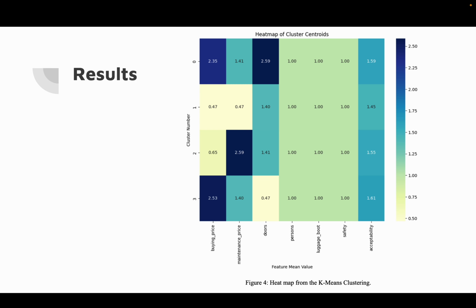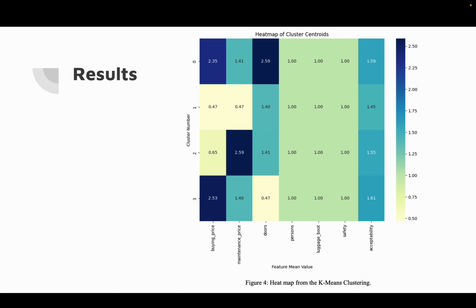Finally, we move on to our k-means clustering. Once we've conducted the k-means clustering, we created a heat map from it. What we see is 4 different rows, 0, 1, 2, 3, representing the different clusters. And our columns are buying price, maintenance price, and all the other feature variables.